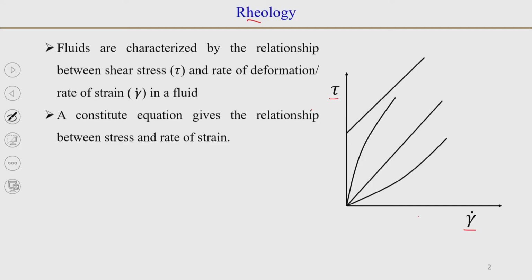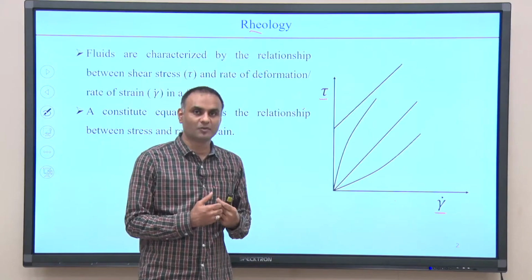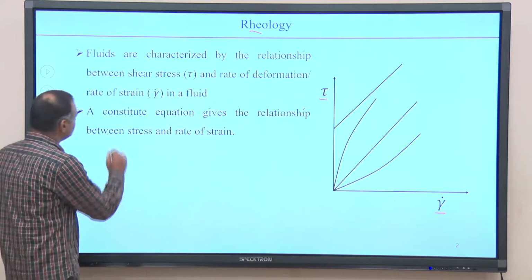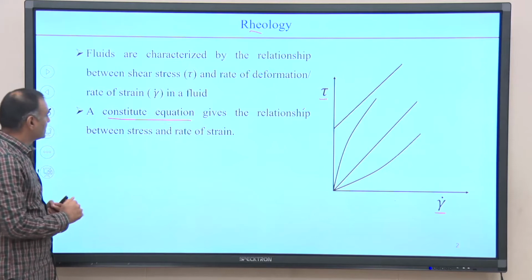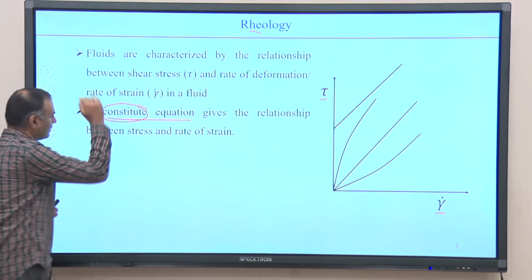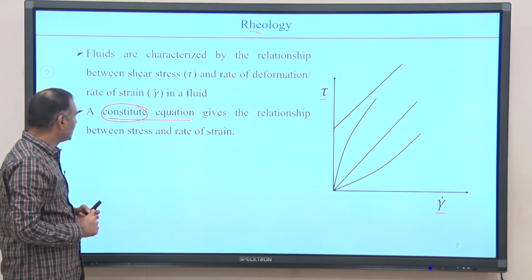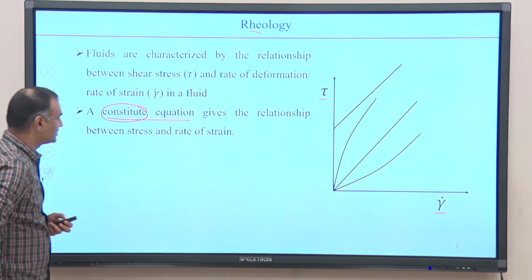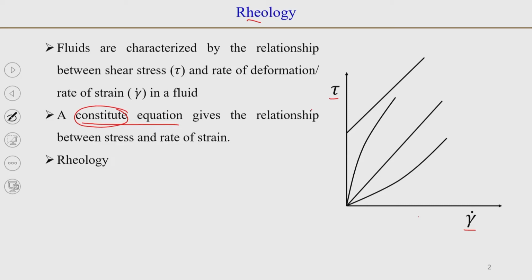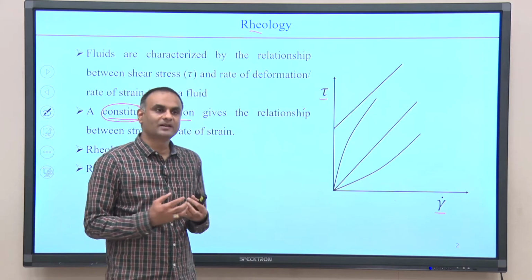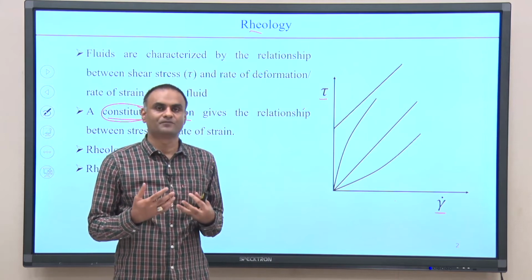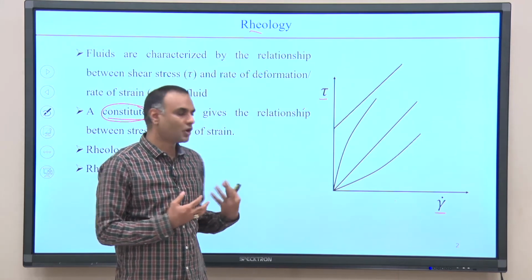Now, when you have a relationship between stress and rate of strain, generally you would like to represent it in a mathematical form, and that mathematical form is termed the constitutive equation. So, this is the constitutive equation that gives the relationship between stress and rate of strain. Now, this we call rheology, and the instrument that you use to measure the rheological behavior of a fluid is called a rheometer.